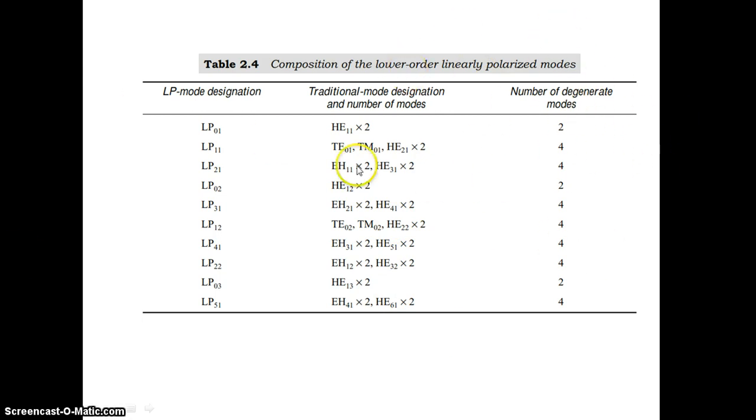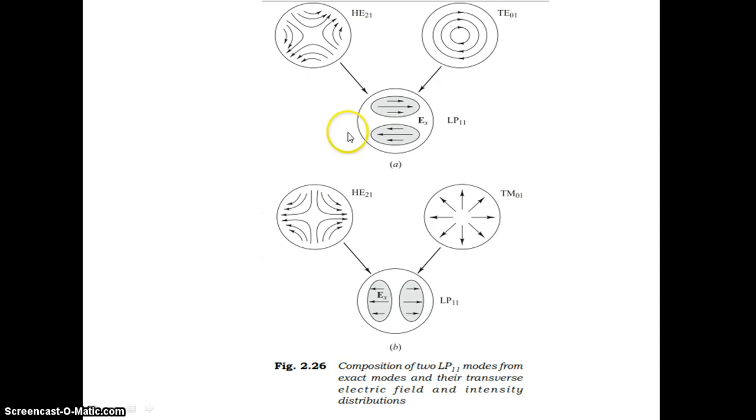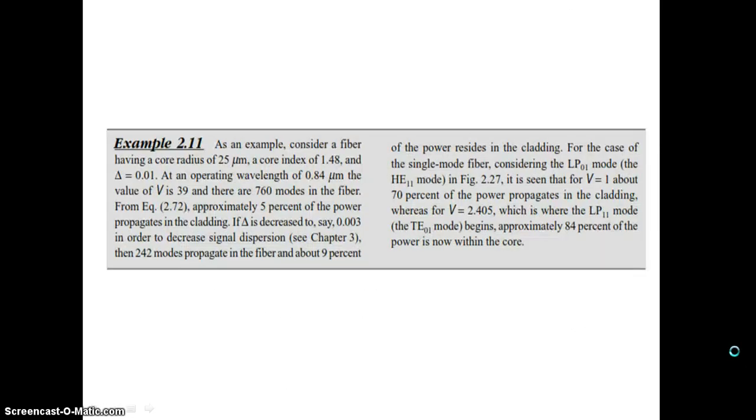So the different linearly polarized modes arise from the combination of these hybrid modes, EH and HE modes. This diagram shows the propagation constant b as a function of V for various LP(l,m) modes. And this is how a combination of HE and TE modes gives rise to a linearly polarized mode. Okay, LP11 mode, horizontal polarization and vertical polarization. Two polarized waves are there. That is what has been explained here.